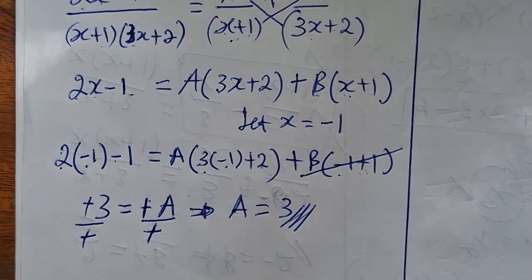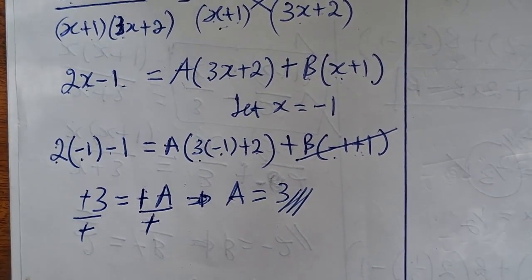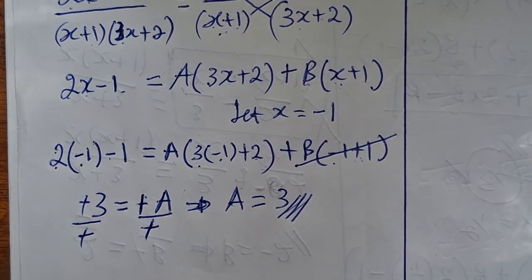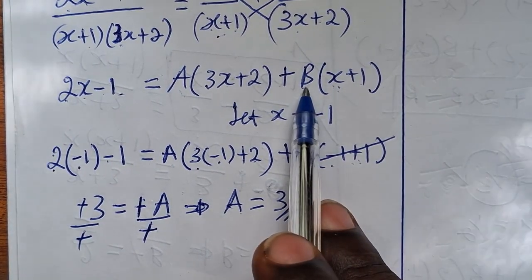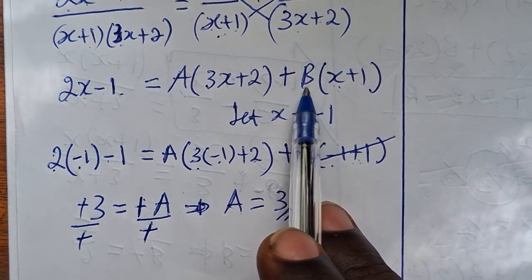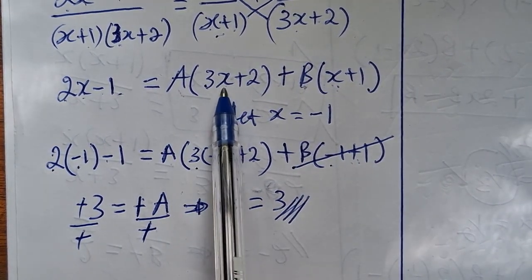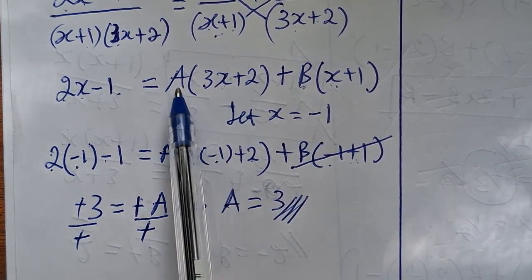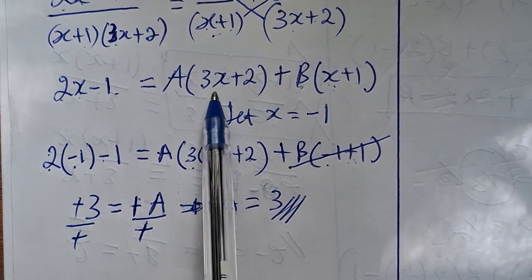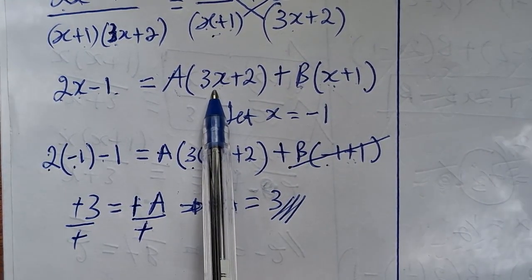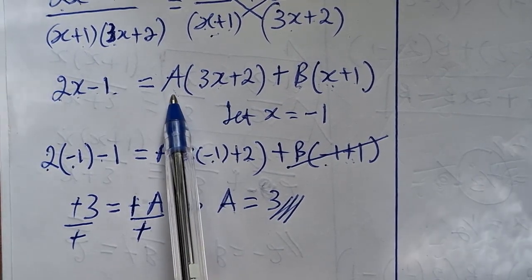Now we need to look for the value of B in the expression above. Now we have the value of A. To get the value of B, we must make sure that we eliminate A. To eliminate A, we must look for a value of x which will cancel out all of A so that we can get B. But if we let x be 1 or 2 or 3, whatever value we look for, we are never going to be able to eliminate A to get B.